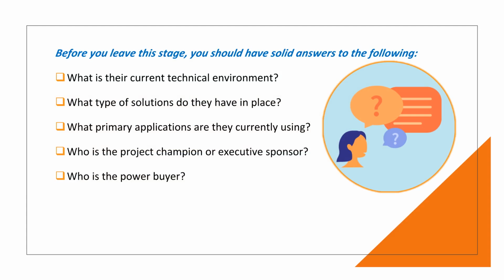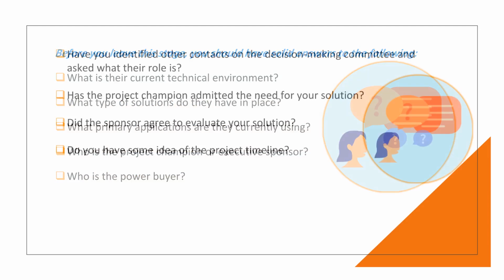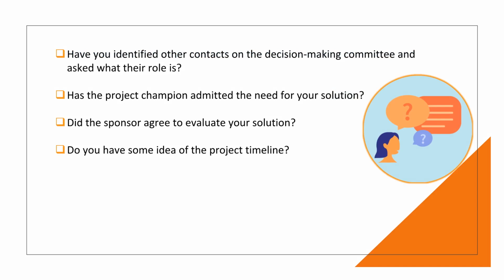Who is the project champion or executive sponsor? Who is the power buyer? Have you identified other contacts on the decision-making committee and asked what their role is? Has the project champion admitted the need for your solution? Did the sponsor agree to evaluate your solution? Do you have some idea of the project timeline?